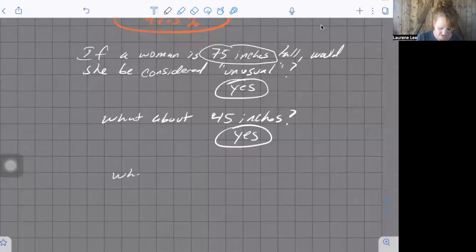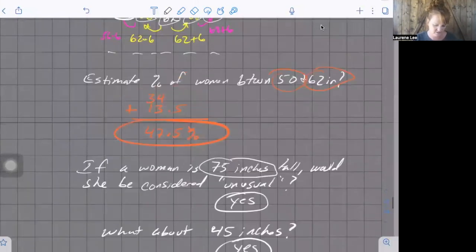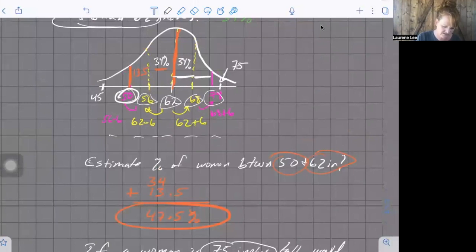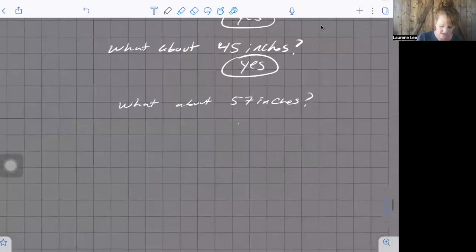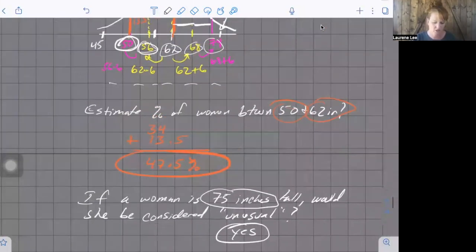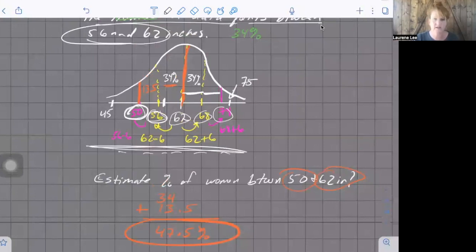Okay. Let me pick what I wanted to pick. What about 57 inches? Let's go up here. Okay, here's 56, so 57 is right here. That's within 1 standard deviation of the mean. So that is a typical height. So I would say no, this is not unusual. Basically, when I'm asking you about unusual or not, you're finding that value here on the number line and you're just figuring out how far away from the middle that is. And that's how you do those.